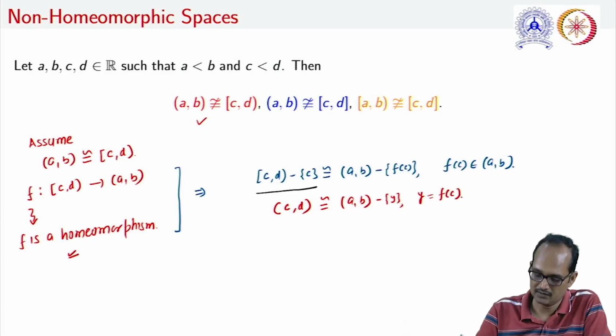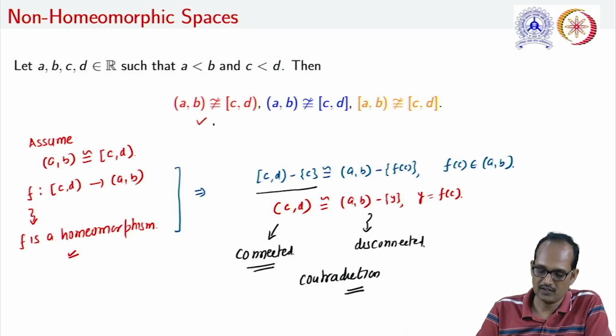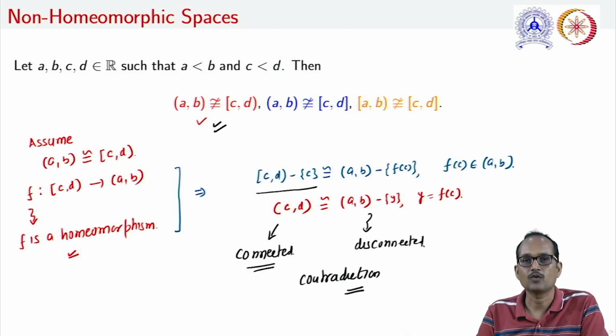Note that this one is connected because this is an open interval, but this is disconnected. This is a contradiction, and therefore this open interval (a, b) cannot be homeomorphic to this semi-open interval [c, d).